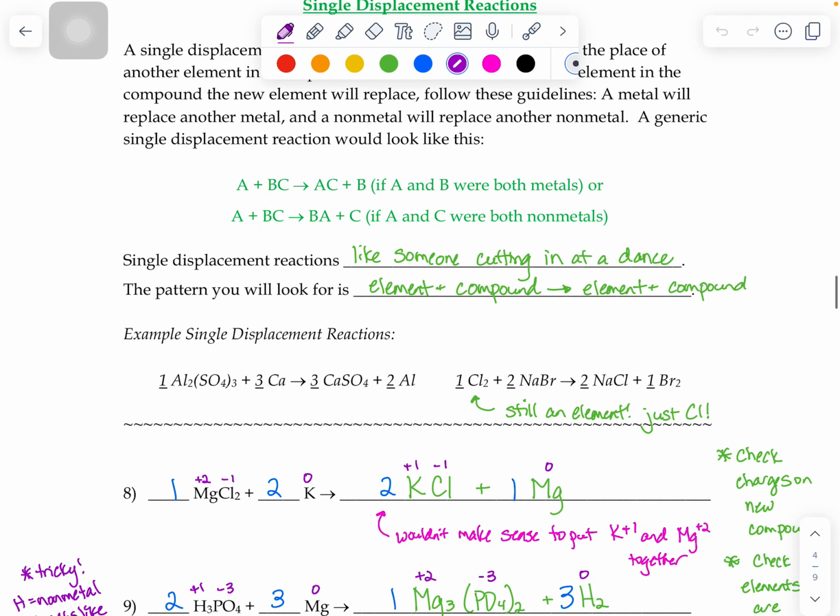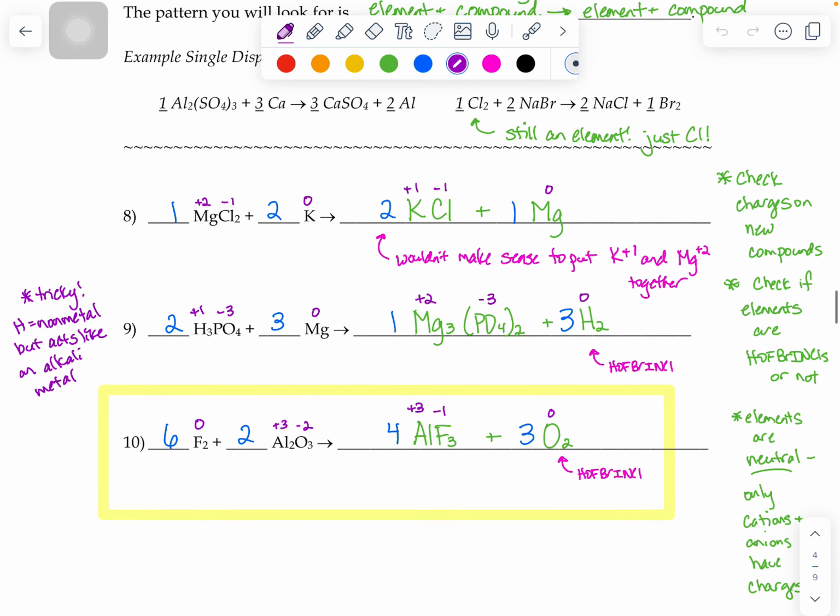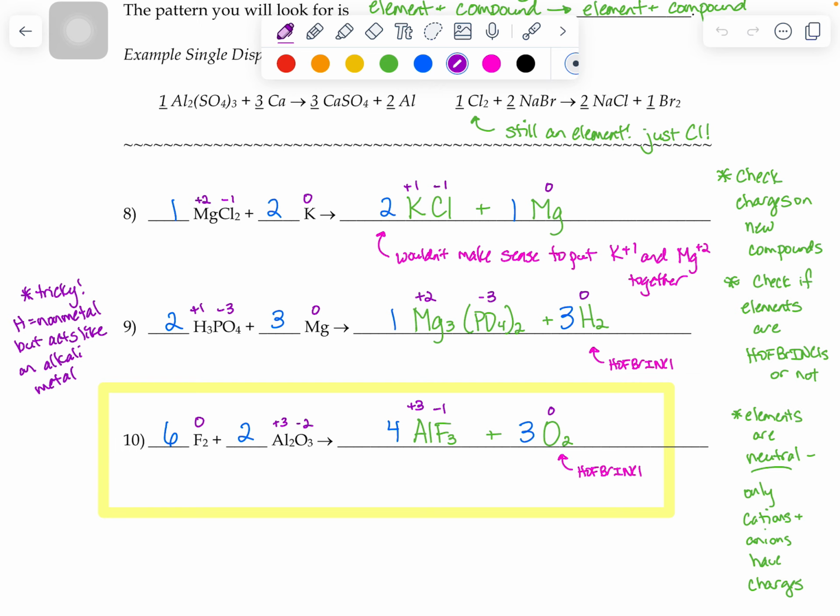In single displacement reactions, you have someone cutting in. There's an element trying to cut into a compound. So fluorine, the element, is trying to cut into aluminum and oxygen who are dancing, and you have to decide who the fluorine wants to dance with, the aluminum or the oxygen. Fluorine doesn't want to dance with oxygen. If you accidentally tried to put F and O together, you would realize that both of them make negative charges. F makes -1, O makes -2. And so, because they're both negative charges, they would repel one another. So fluorine does not have his eye on the oxygen, he's got his eye on the positively charged aluminum.